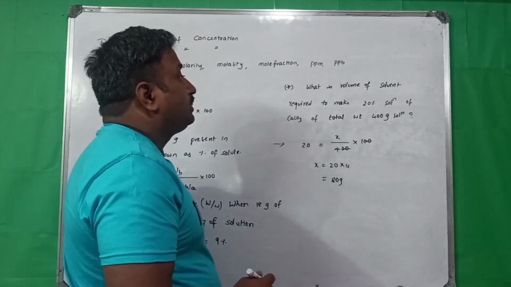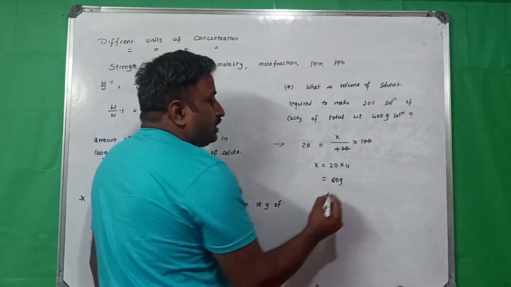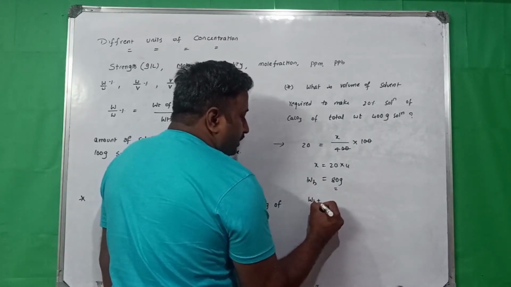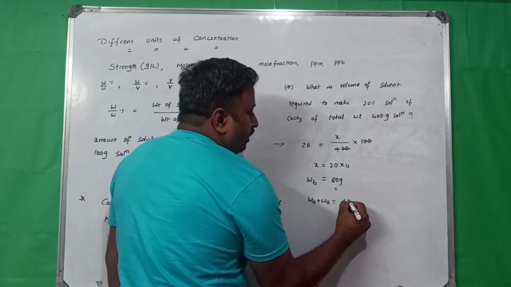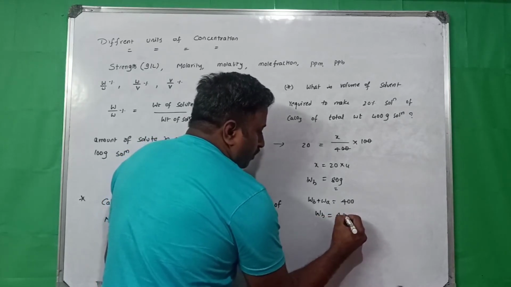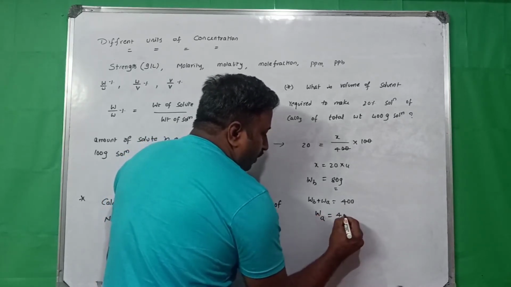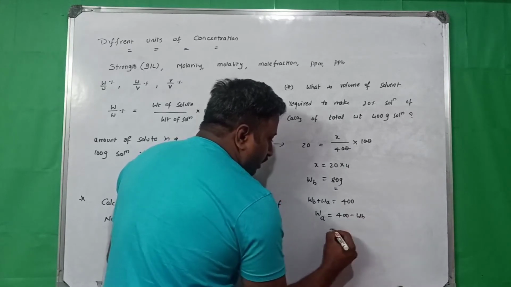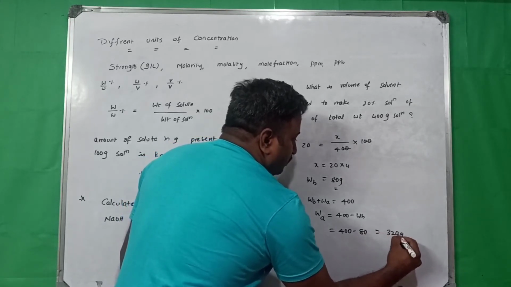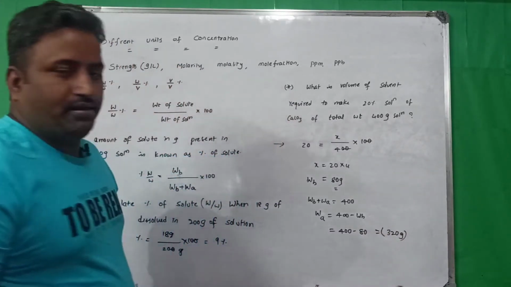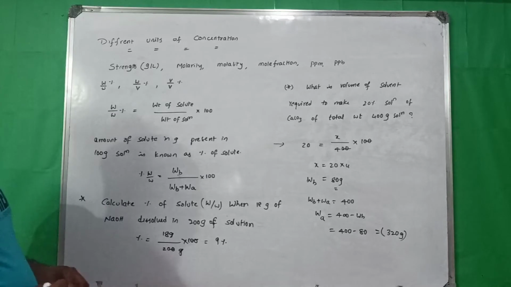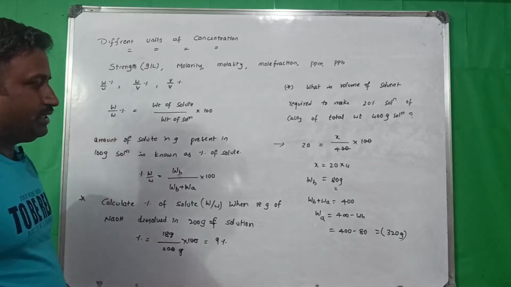Now what is the solvent weight? We got the weight of solute WB. Now WB plus WA is equal to weight of solution, that is 400. Now WA is equal to 400 minus WB. So 400 minus 80, that is 320 grams of solvent must be taken. Hope it is clear. So we have learned about strength and weight by weight percentage.